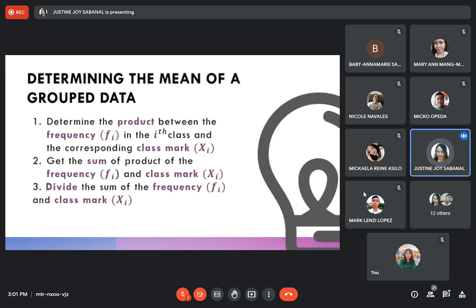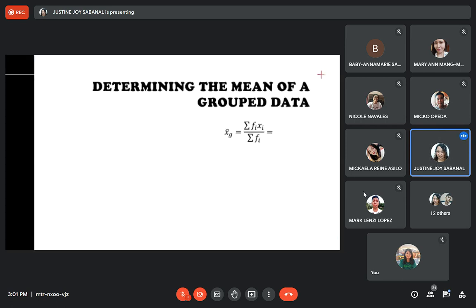So, determine the product between the frequency of each class and the corresponding class mark. Then, after getting that, get the sum of those values, then divide it by the total number of observation. So, ito po ang ating illustration. So, again, the formula for the mean would be sum of fixi divided by the sum of fi, or the sum of the product of the frequency and class mark divided by N.